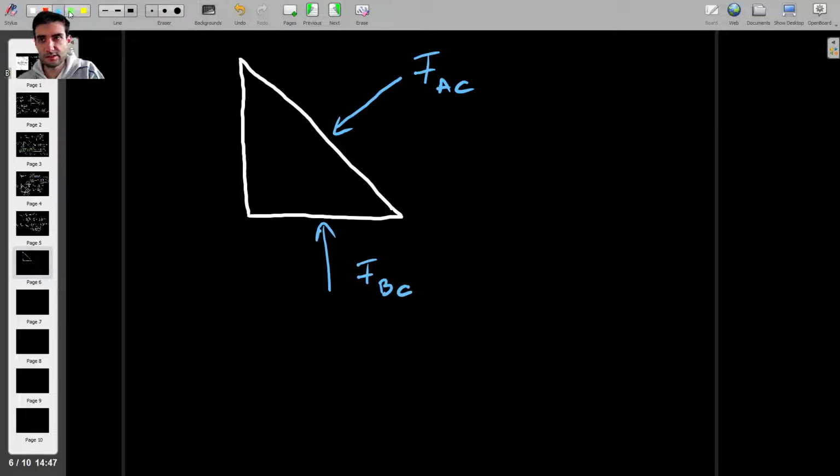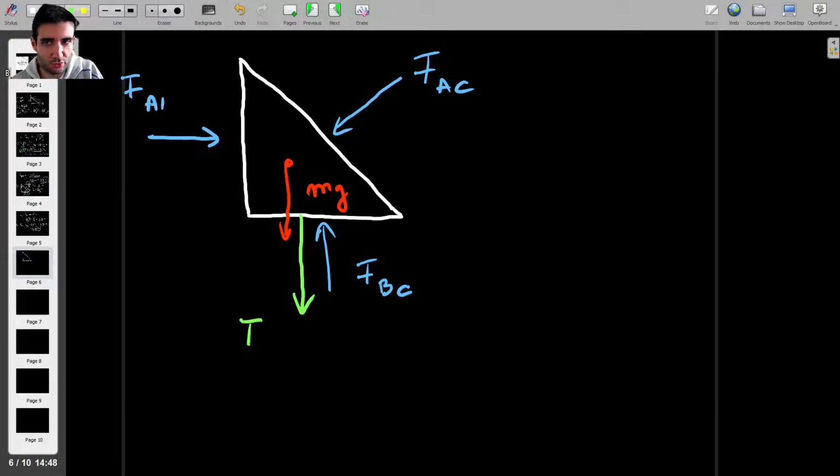Okay, we're going to consider also the tension in that tether, which is pointing downwards. And we're also going to consider the weight of the prism, right? Because the prism has a weight as well, and that's going to be mg. Technically, there are four forces, because there's also the force acting on this side, but this one is not relevant to the question, because it's acting in a horizontal direction.